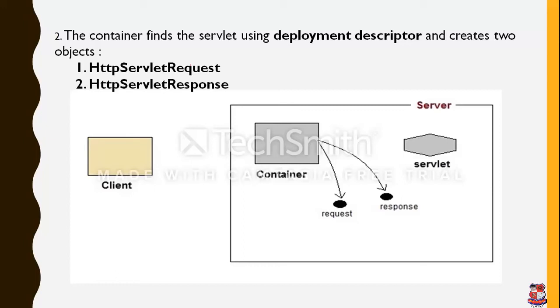Now, mostly servlet is created in three ways, that is using generic servlet, or implementing the servlet interface, or extending the HTTP servlet class. But mostly we use the extend HTTP servlet class method. And in this, the deployment descriptor creates two objects for HTTP servlet, that is HTTP servlet request and HTTP servlet response.